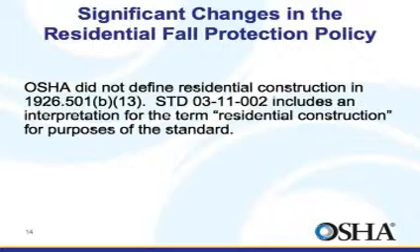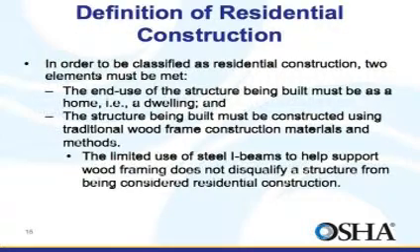The new directive also provides an interpretation for the term residential construction. In order to be classified as residential, 2 important elements must be met. First, the end use of the structure being built must be as a home or a dwelling. And second, the structure must be constructed using traditional wood frame construction material and methods. The limited use of steel I-beams to help support wood framing does not disqualify a structure from being considered residential construction.